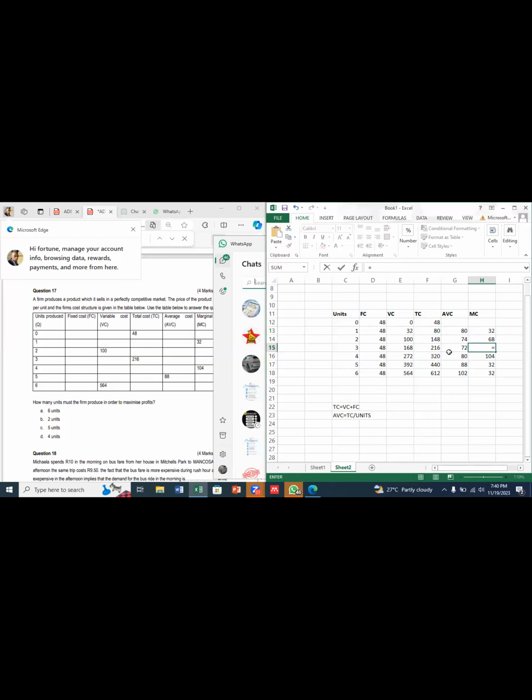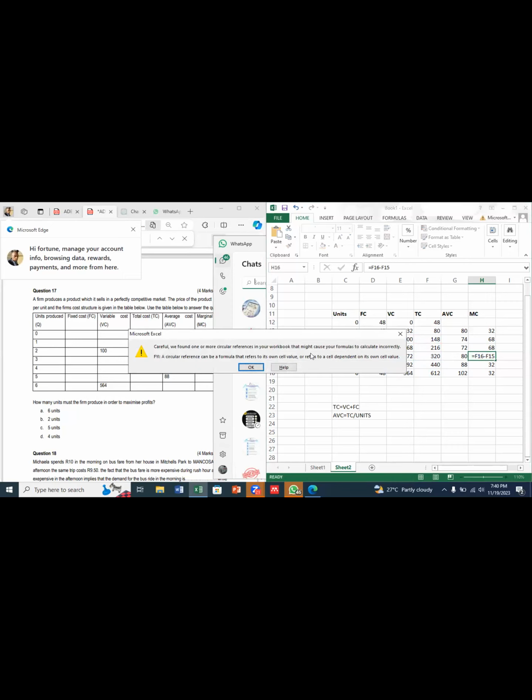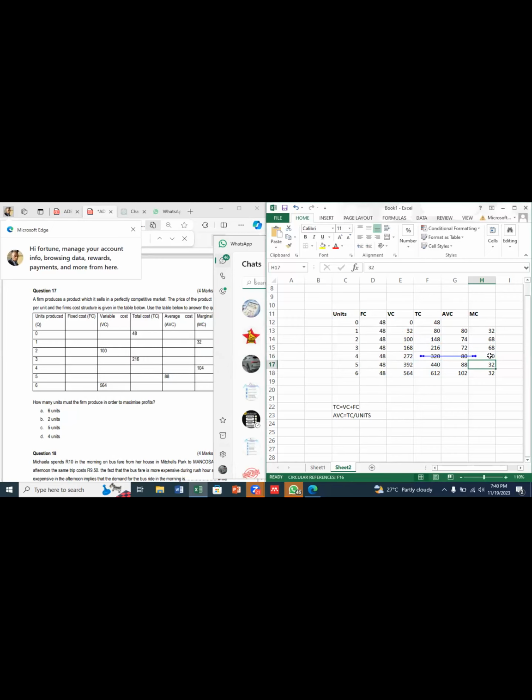Then there, let me just ignore those. Minus 148. 68. We have a 68 on consecutive times. Is that correct? Yes, as far as I'm concerned, it is. Okay. What's happening here? 320 minus 216. Why am I getting an error on my calculations? 320 minus 216 is 104.